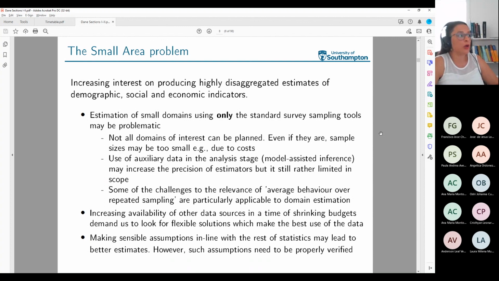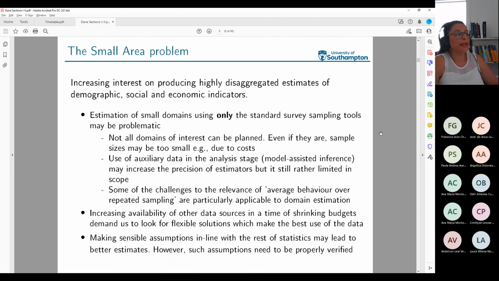Besides this, in the case of the small area problem, we have increasing availability of other data sources. People are talking more and more about administrative data, about remote sensing data, about using census data. We're in a time where not only in Colombia, but everywhere budgets are shrinking. So there is a real demand for looking for flexible solutions that make the best use of data. We don't want to have to go 3 times and ask 3 times with 3 different surveys the same thing to the same person, because it's costly and it's burdensome. So we are really encouraged to try to do the best that we can to combine all those different data sources. The model-based approach is going to be very useful in that sense.